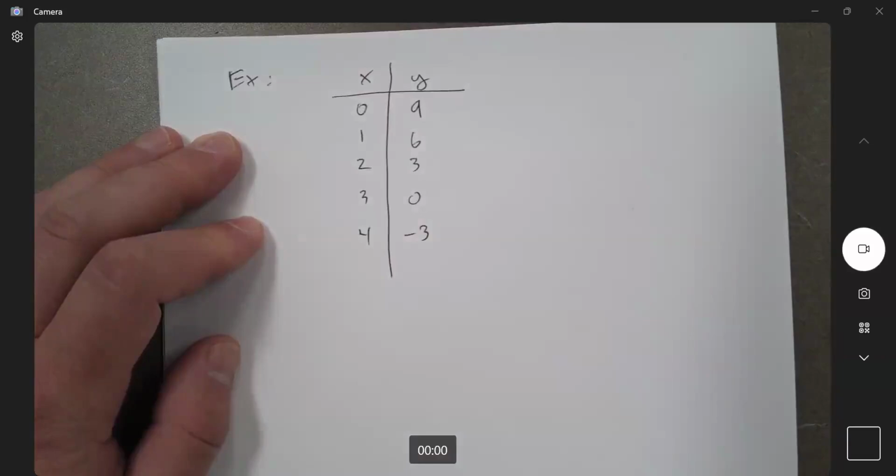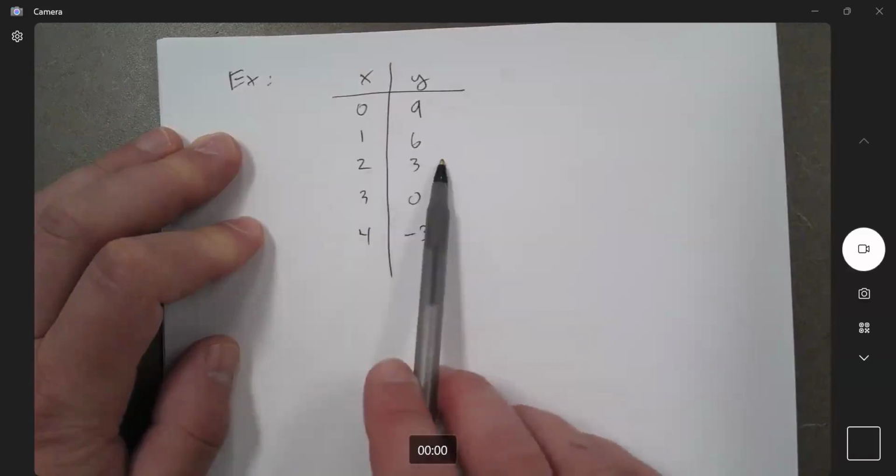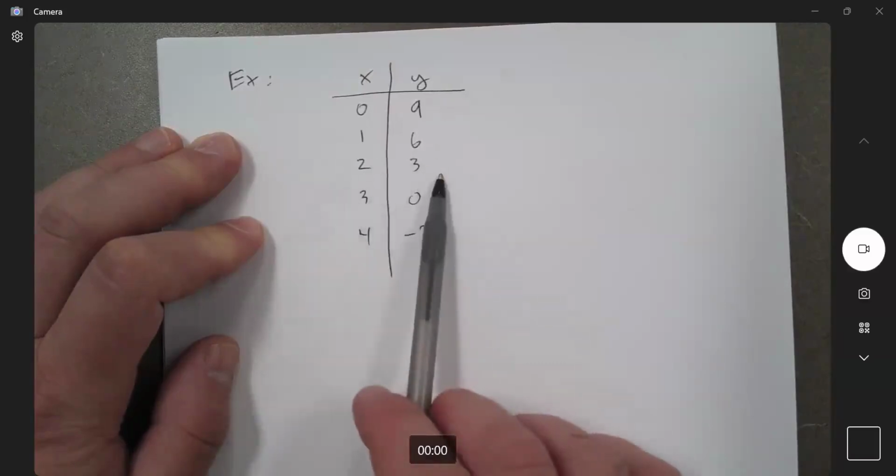If I say the input is 2, can you tell me what the output is? 3. Every time? Yep. In this case, yes. All right, so these are clear and they're consistent.